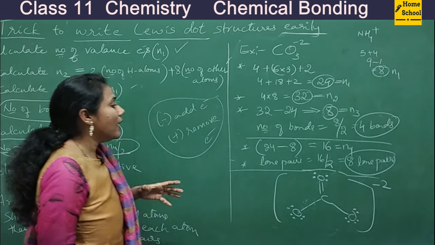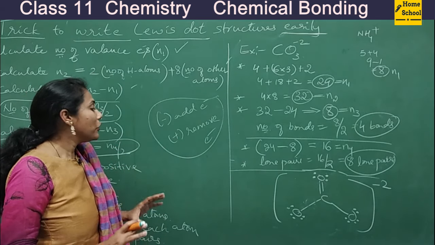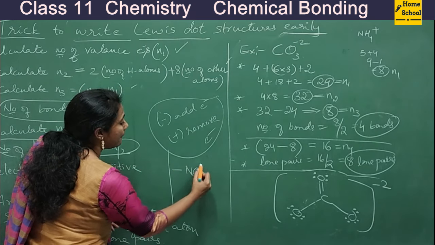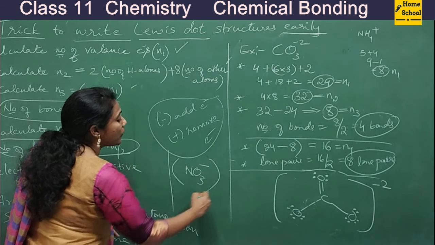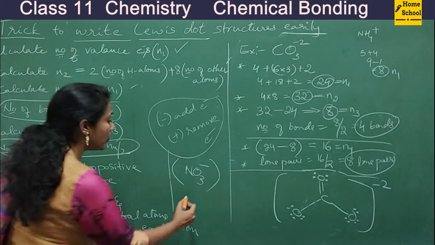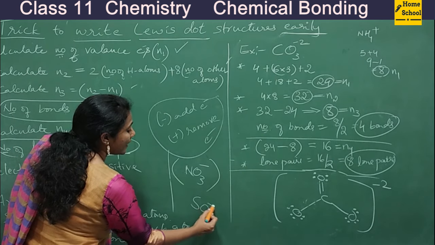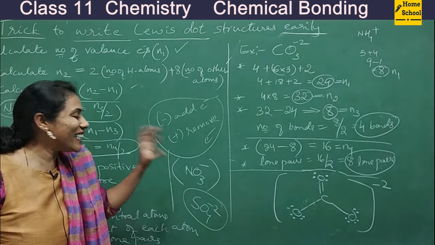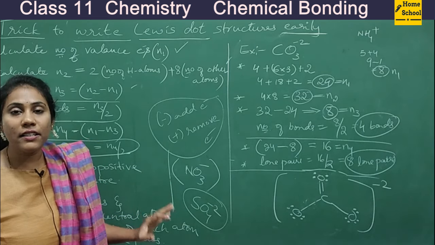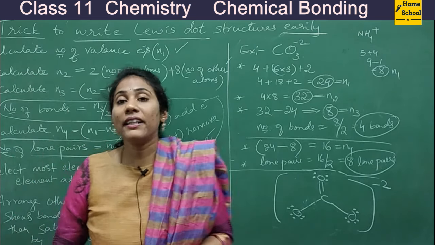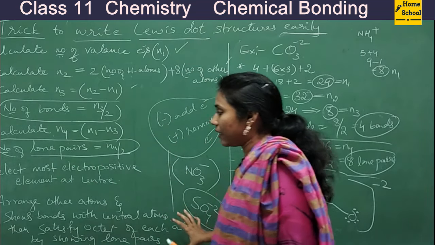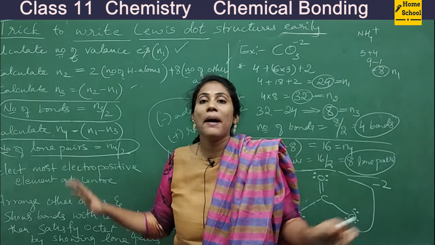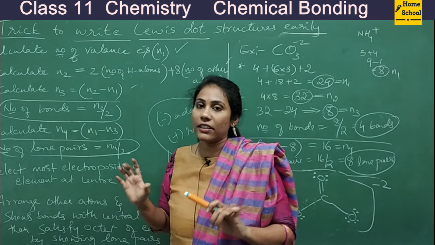So I have shown you 2 examples, right? Now you can try for these compounds, NO3-. Try writing the dot structure for NO3- on your own. And also SO4 2-. For this also you can try writing a dot structure. So these are practice questions for you. Thoroughly practice. The more questions you practice, the easier you will find it with the trick. I have explained how to use the trick. So use the trick and score very good marks in your board examination if a Lewis dot structure is asked.